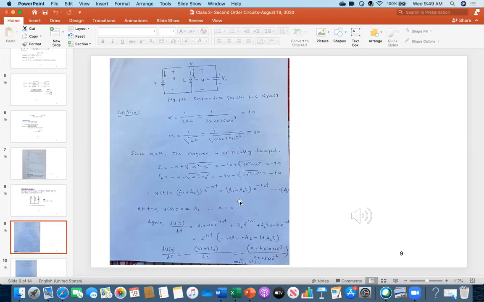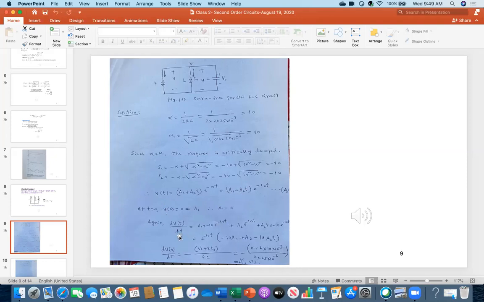Now everybody see what I am doing. So this is my expression, equation number A. At t equal to 0 time, V naught, you see, this is A2 multiplied by 0, and e to the power 0 is 1, so I am getting only A1 from this one. This means A1 equal to 0. So one thing is solved. Now I have to find out the A2.